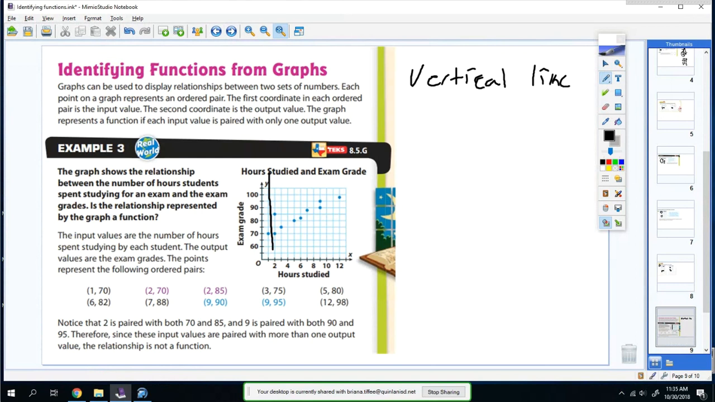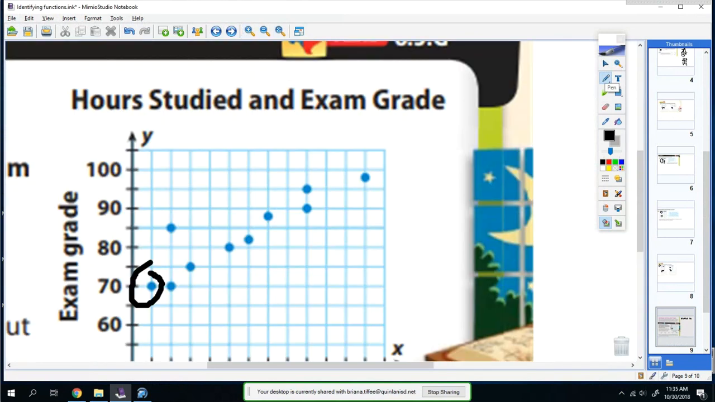Okay, and my pad's not working very well. So basically you check each point. So this is the first point, and I'll zoom it in. There's nothing above it or below it, so that's a function. But the next point, you have 2 lines directly above it. So if I drew a vertical line through it, it touches, and that's not good. That means it's not a function. Okay, and then there's another one right here.